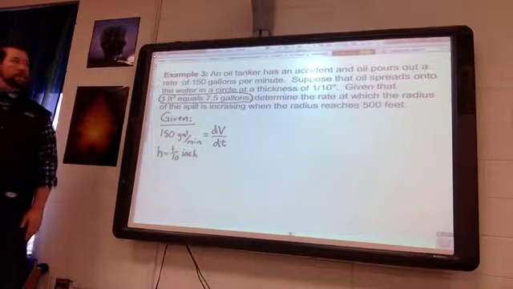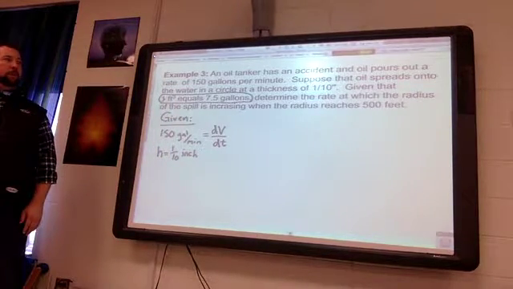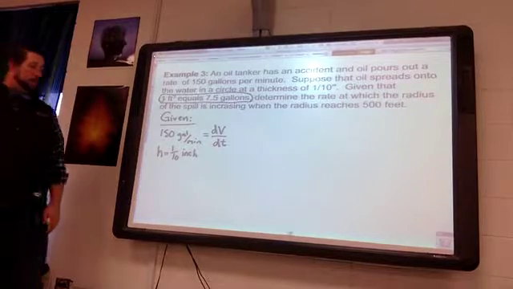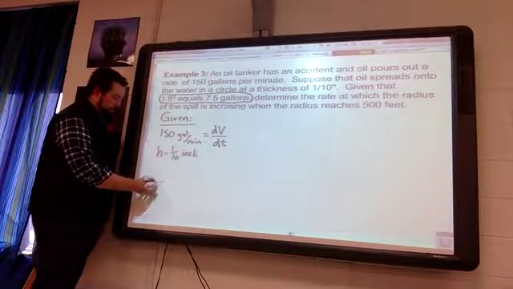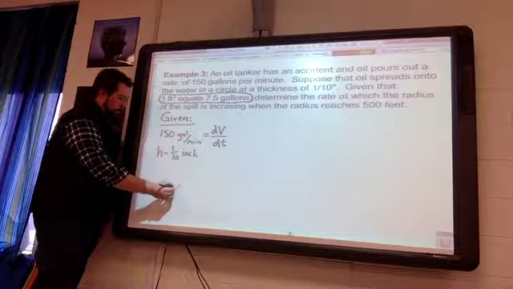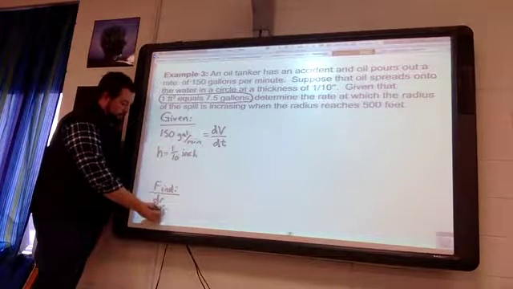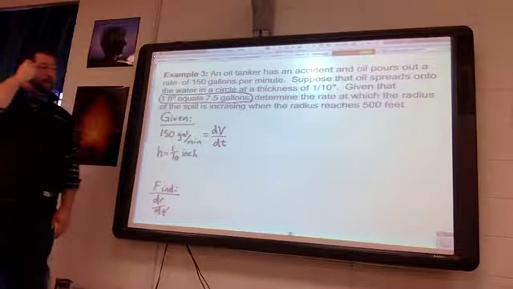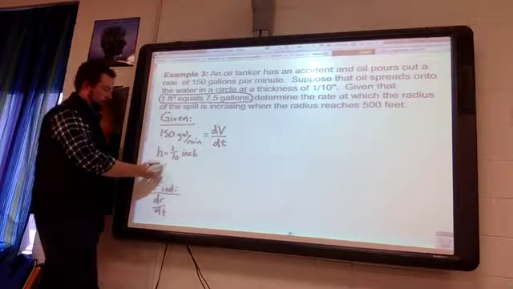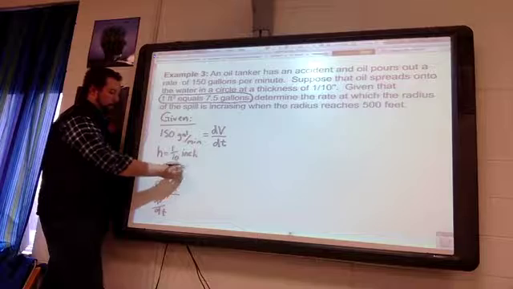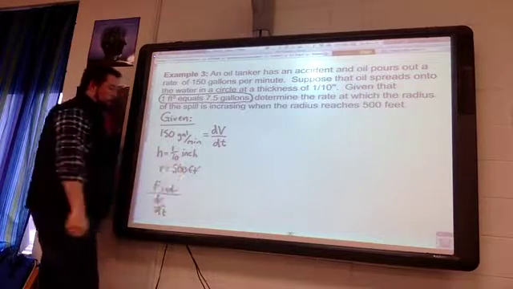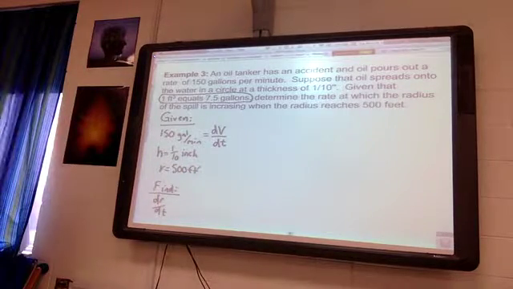We want to determine the rate at which the radius of the spill is increasing. So we're trying to find dr/dt. When the radius reaches what? All right. Let's do it.